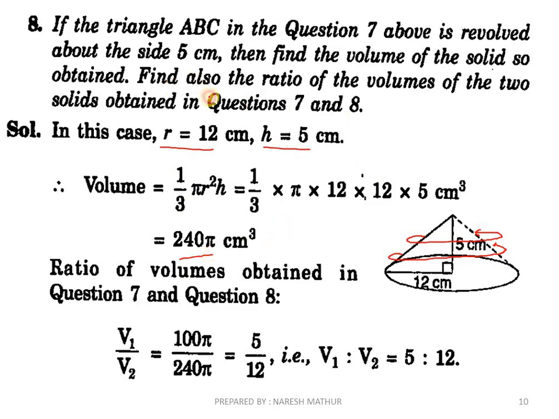At last, we need to find the ratio of the volumes of the two solids obtained in question 7 and 8. So we just take the ratio V1 by V2. In the previous one we had volume as 100 pi, and in this one we are getting 240 pi. Just take the ratio. So the ratio is 5:12.